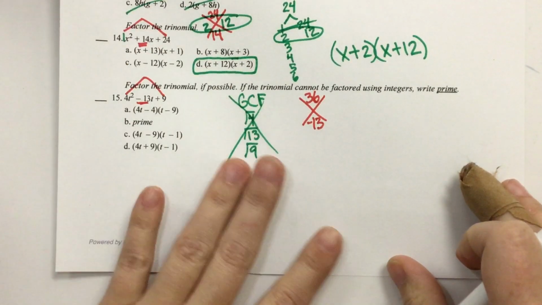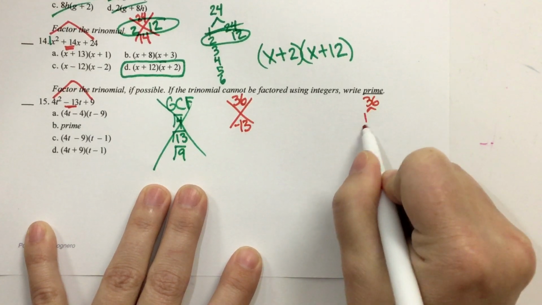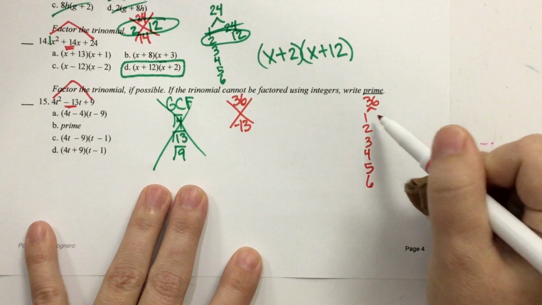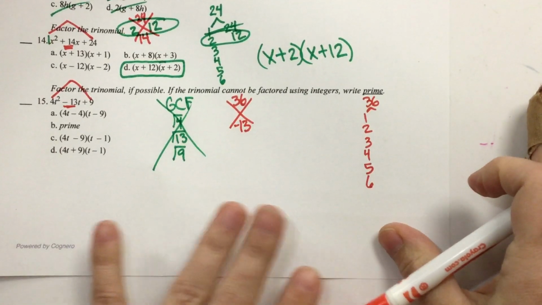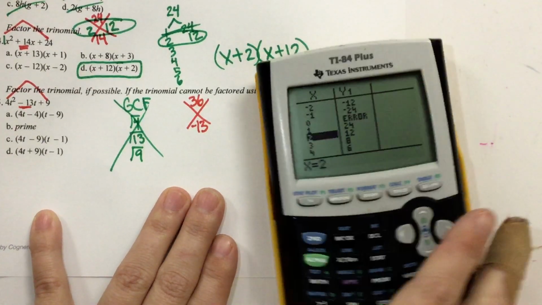Okay, so I could do what I did earlier, and I could write down 36, and I could start making a list and try to figure out all the things that multiply to make 36 and see if they add to make negative 13. Or I could use my calculator. It's really up to you.